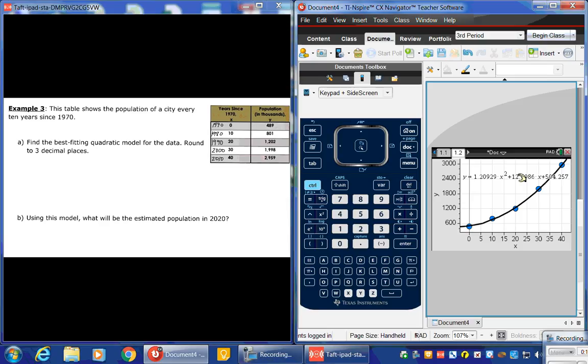There we go. Let's go ahead and write down that equation. Remember, we're going to round to 3 decimal places. So I've got y equals 1.209, this was 92, so it stays a 9, x squared, plus 12.999, and that 6 rounds that 8 up to a 9, x, plus 504.257.